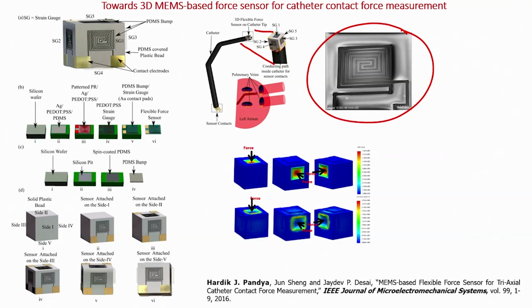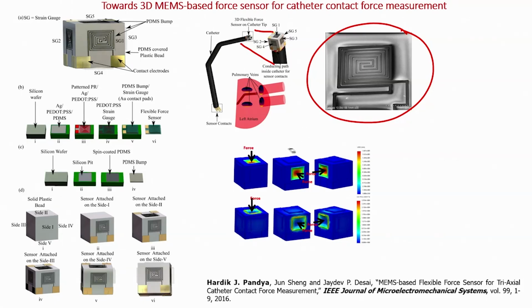We also did measurements, and if you want to see in detail, please go through this particular work of mine: MEMS based flexible force sensor for atrial fibrillation for triaxial catheter contact force measurement. It is published in the IEEE Journal of Microelectromechanical Systems, and you will be able to see in detail how we have performed the analysis. The idea today is to show you how you can design this force sensor, and then you can always change the design and the pattern to fabricate a better sensor than what we have fabricated in this work.